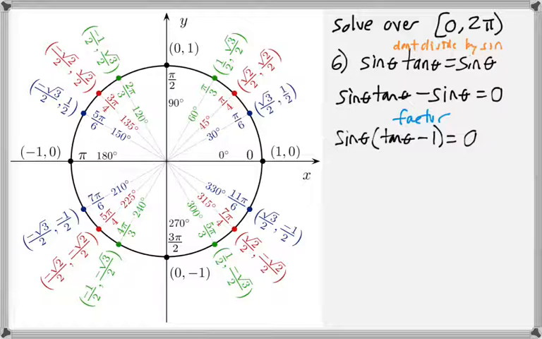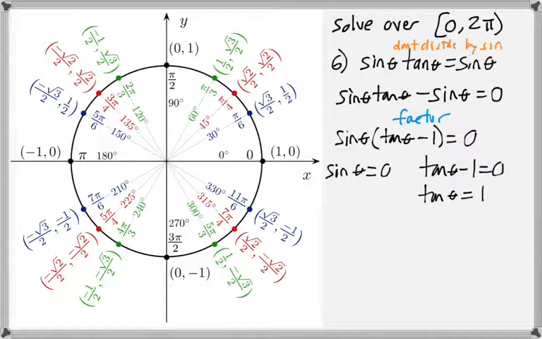Okay, so I need to set both of these equal to 0. So sine of theta is equal to 0. Tangent of theta minus 1 is equal to 0. So tangent of theta is equal to 1. Okay, so let's look at sine of theta equal to 0.